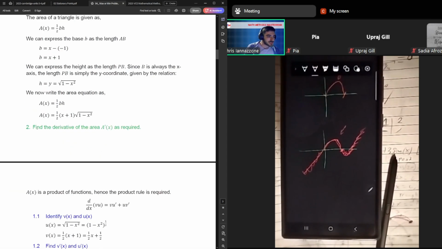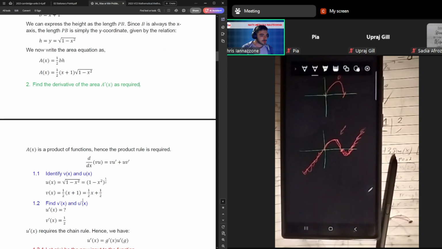When trying to maximize, there's going to be some turning point here. So we're going to start by finding the derivative. If you have to do it by hand, there'd be a single chain rule going on here and a product rule here. Won't get too much into the weeds of this.